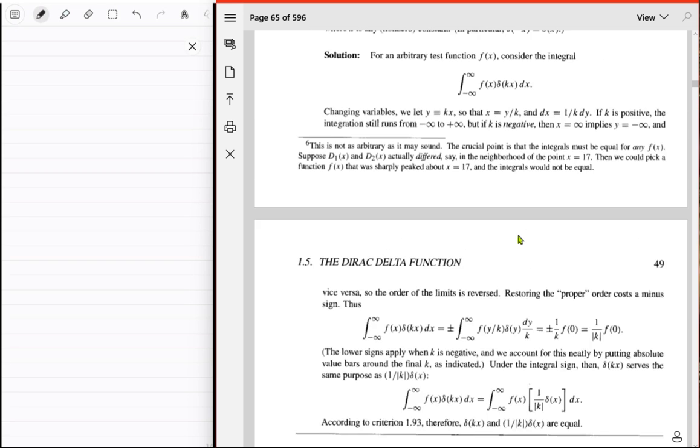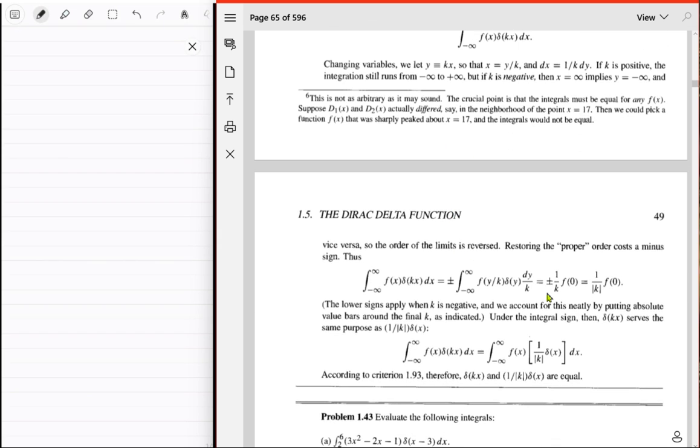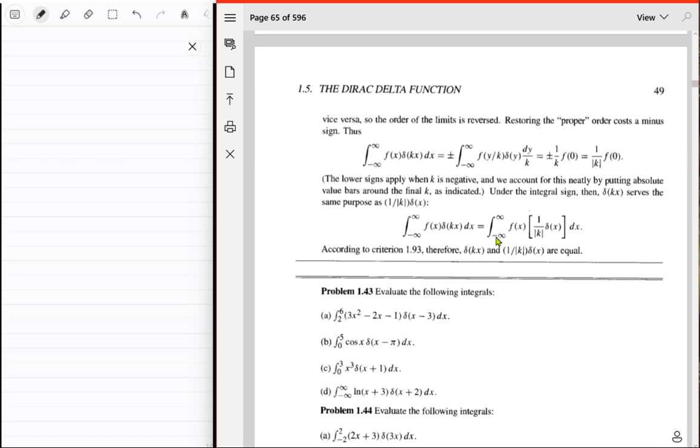I think I'm understanding what they are saying. But how is this going to prove that del of kx is equal to 1 upon mod of k del of x? I don't know. So this thing is just 1 upon mod of k f of 0. The lower sign applies when k is negative, and we account for this neatly by putting the absolute value bars around the final k. Okay, got it. Under the integral sign, then, del kx serves the same purpose as 1 upon mod of k del of x.